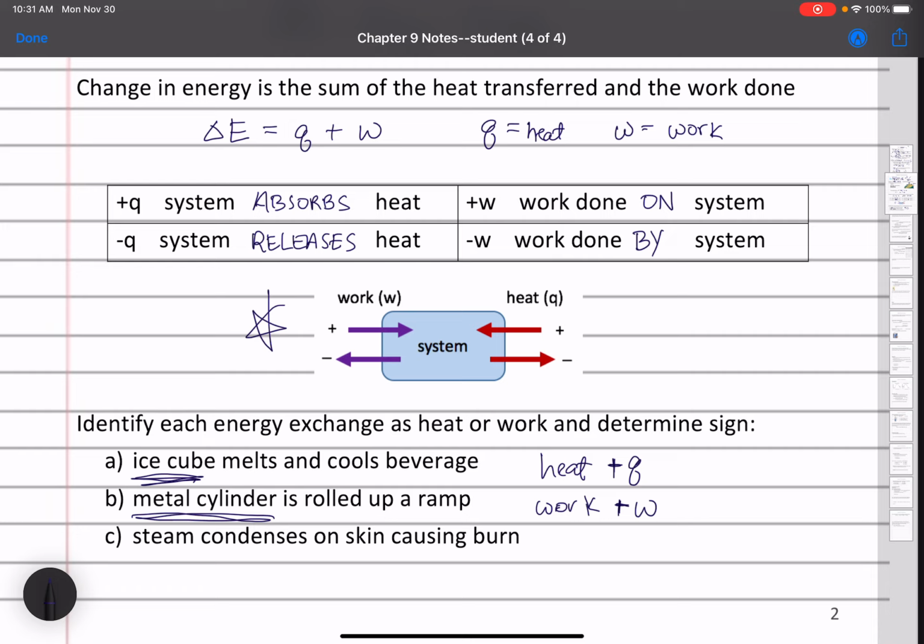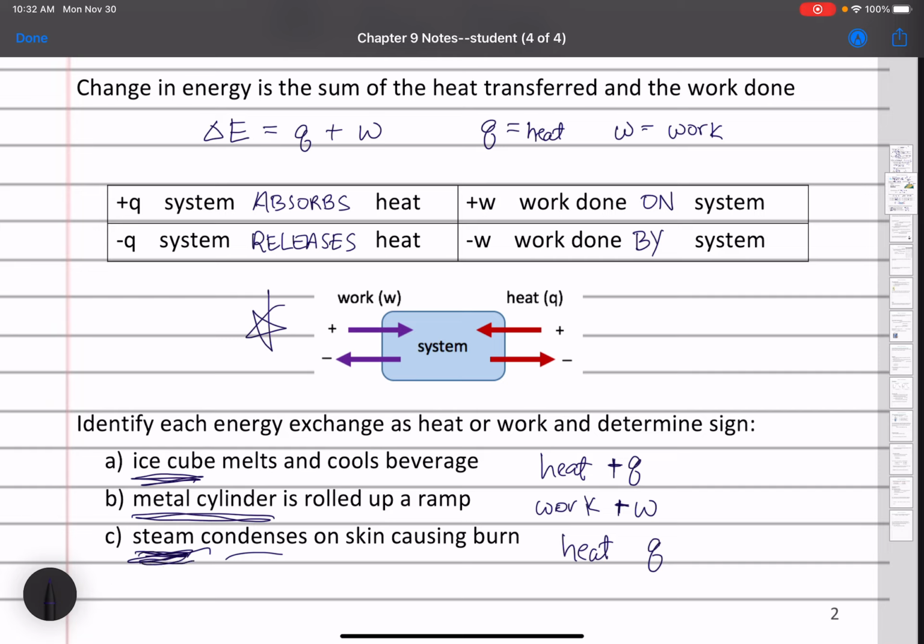Steam condenses on the skin, causing a burn. Our system is steam, all right? And it's causing a burn, so that's telling me that we're talking about heat, not work. And the steam is condensing, so it's going from gas to liquid. And it's causing a burn to the skin. The skin in this case is the surroundings.